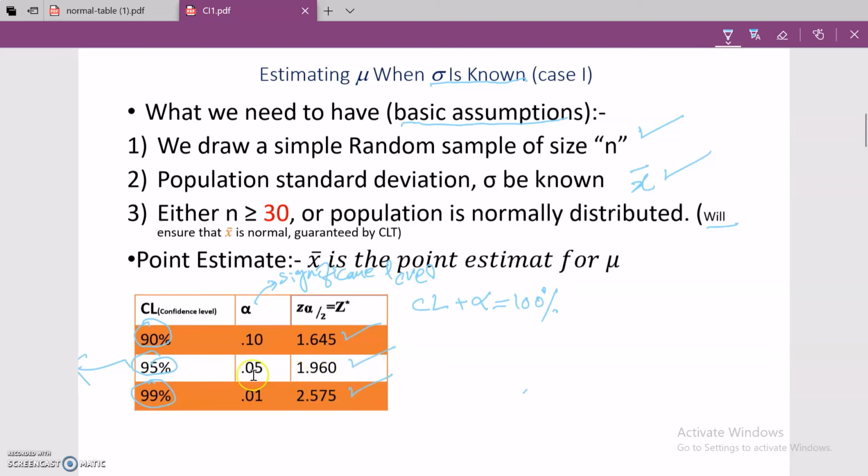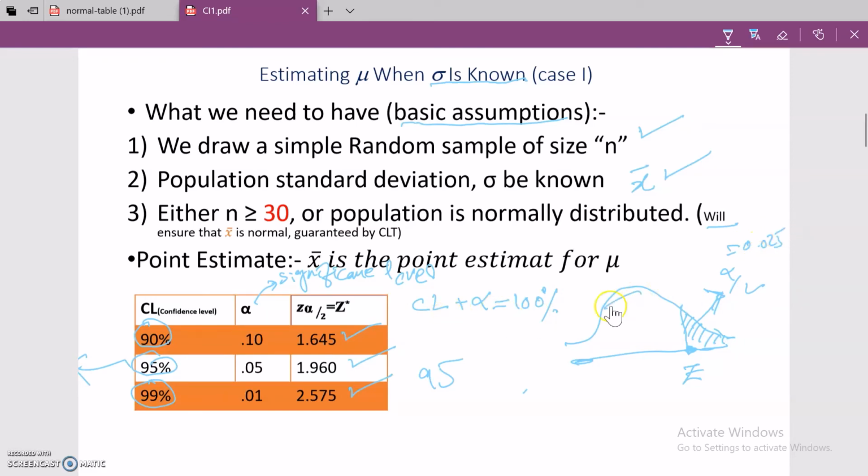Now you might be wondering where I get these values from. These values we already learned in chapter number 3. Let me make a very brief discussion here. Let's say my confidence level is 95%. So I want to find the value such that the area on the right side is half of alpha. This area is alpha by 2, half of the significance level. So this will be equal to 0.025 if you take half of alpha.